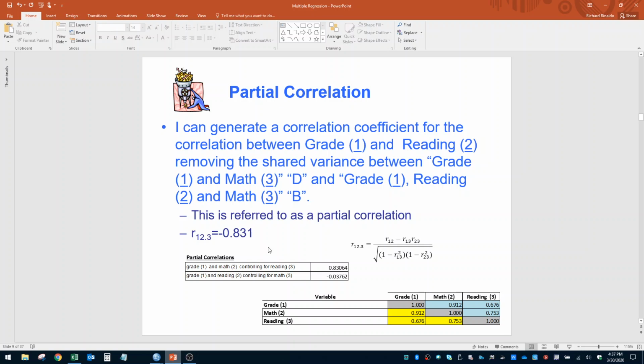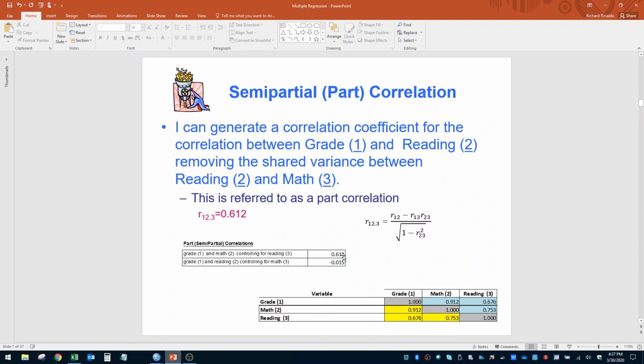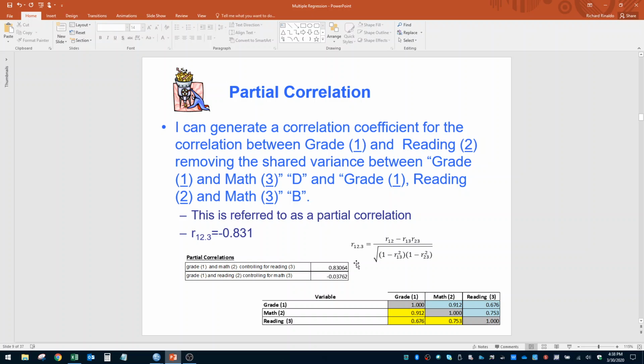That will produce my partial correlation. Sorry, that's where the denominator is just the unique variance for grade and that which is shared between grade and math. And I similarly have the same thing for grade and reading, controlling for math. As you can see here, if I flip to the slide, the semi-partial or part correlation, because it has the larger denominator, is 0.6 and negative 0.015, compared to 0.83, which is less than the 0.9, and negative 0.03, which is less than the negative 0.015. So I have the smaller denominator.